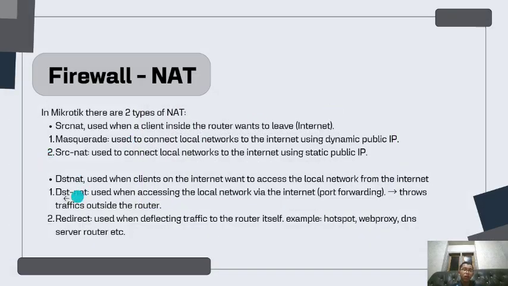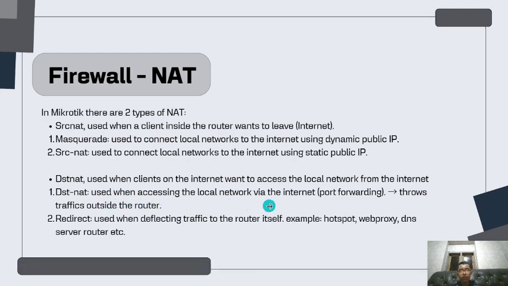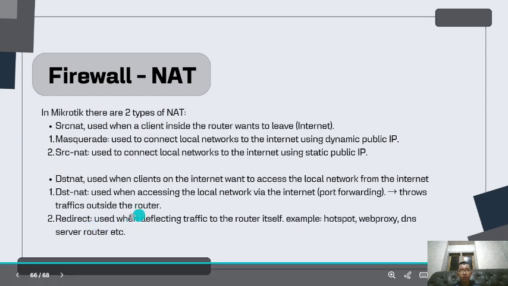And next is DST-NAT, used when the clients on the internet want to access the local network from the internet. So DST-NAT is used when accessing the local network via the internet. Port forwarding throws traffic outside the router. The redirect is used when deflecting traffic to the router itself, for example hotspot, web proxy, DNS server, router, etc. Now I will practice the DST-NAT.